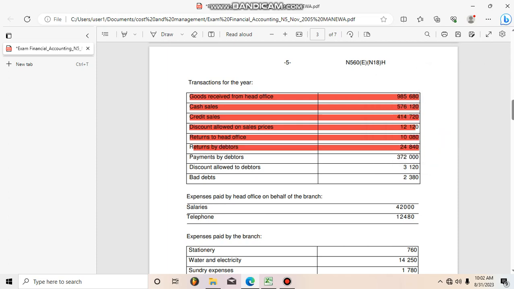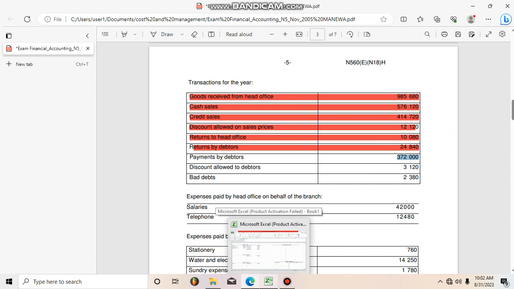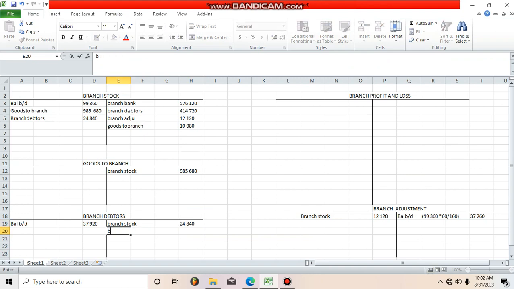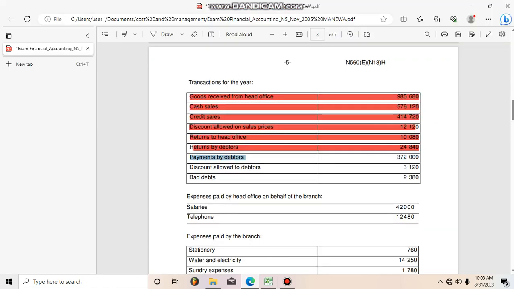Okay, so the payments by debtors. So the debtors made a payment. Because of the word payment, which means the debtors was using cash to pay, right? So the debtors is going to have this amount on the credit side because they are paying, and the debtors are going to have the branch bank, 372,123. Because we don't have the branch T account for branch bank, we are not going to include this amount under the branch bank. So let me cancel.